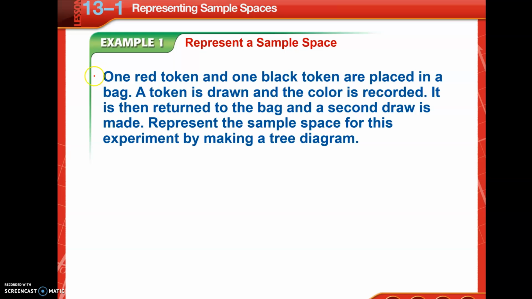So we have this situation: one red token and one black token are placed in a bag. A token is drawn and the color is recorded. And then it is returned to the bag and a second draw is made. Represent the sample space for this experiment. So I don't know what happened, but I know that they either got a red or a black on the first draw.